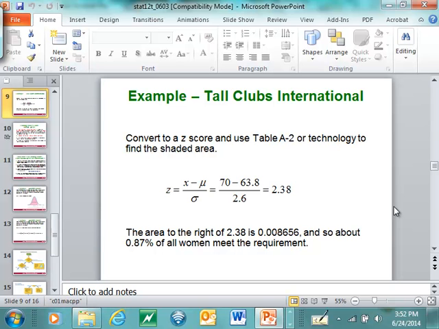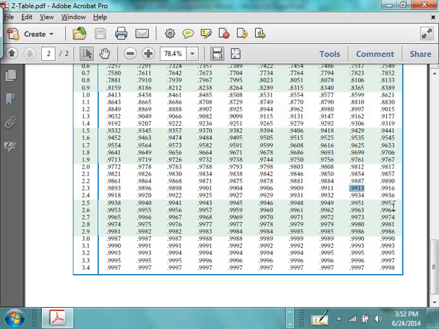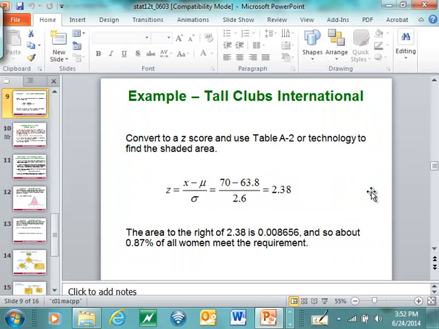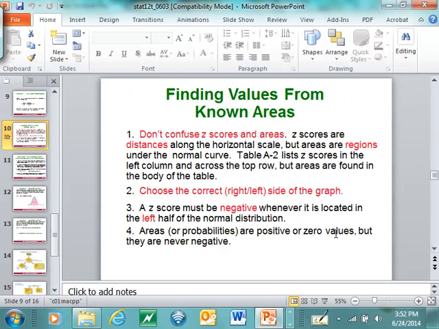So if you subtract this from 1, 1 minus 0.9913, you'd get about 0.087 or so. So less than 1% of the women have heights greater than 70 inches. In fact, 0.87% or so is the probability that a randomly selected woman would be able to join Tall Club.